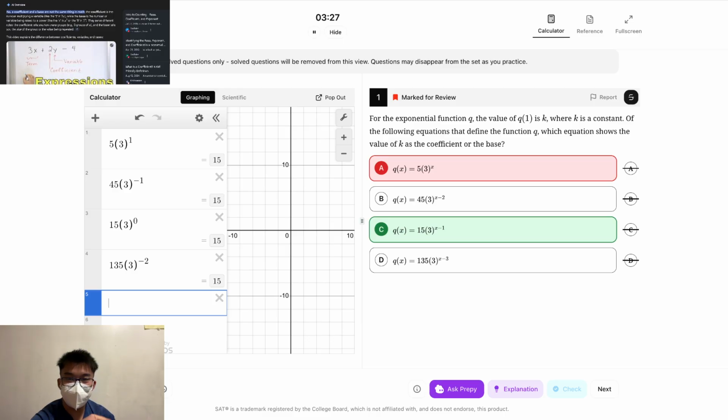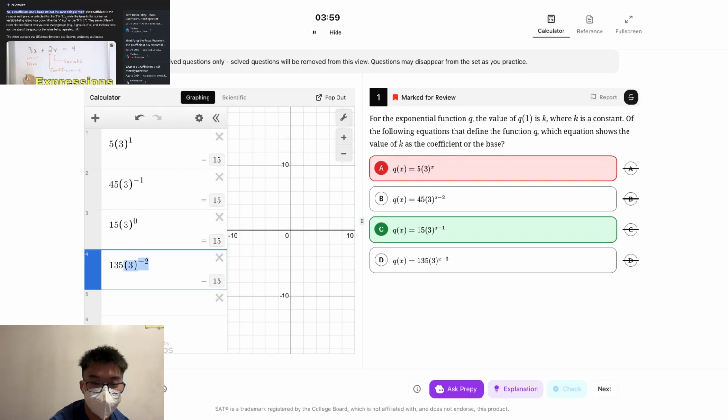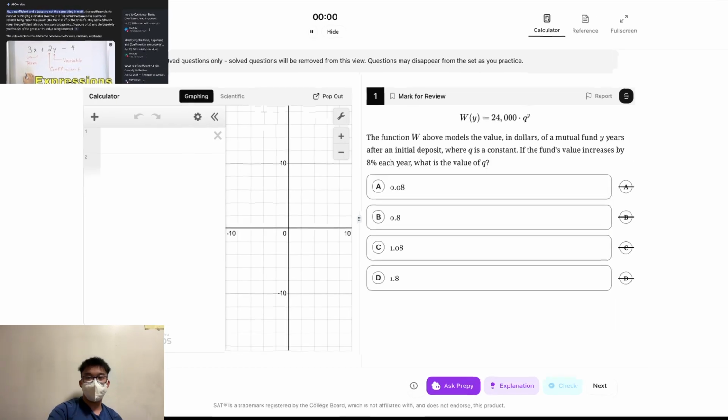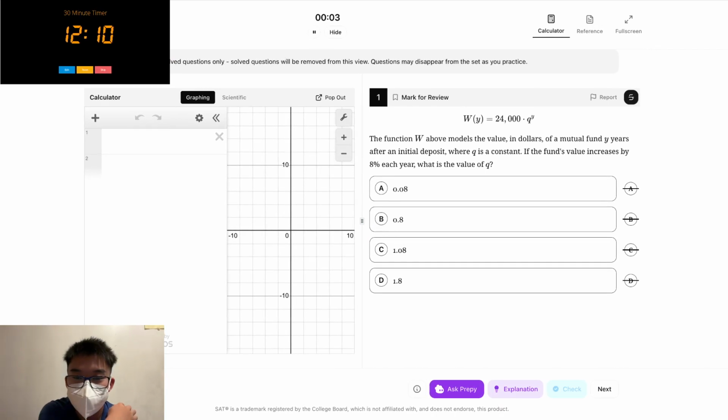So basically, if I read this correctly, which I should have, it's asking when k is equal to 1. So q of 1 is equal to k, so it has to be equal to the coefficient or the base. It cannot be equal to the base, because the base is 3, 3, 3, 3, if I am not reading that incorrectly. The base cannot be the same. However, the coefficient can be the same, which is what C is. So that's why C is correct. That was just me on the reading part.